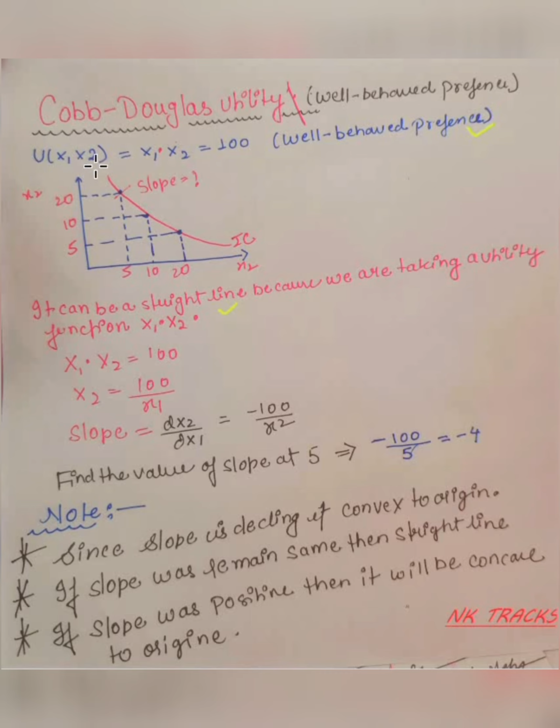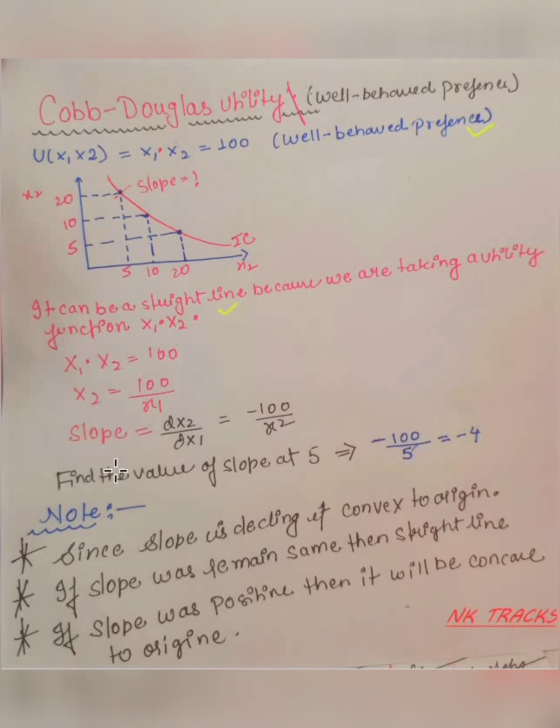So let's start our first topic, well-behaved preferences, and we have taken a utility function u(x1, x2) equal to x1 into x2, and we have assumed this value as 100, and we have taken a hypothetical graph over here. So let's derive the value of x2. As x1 x2 is 100, the value of x2 will be 100 divided by x1, and the formula of slope, as we know, is dx2 by dx1. So what will be the slope over here?